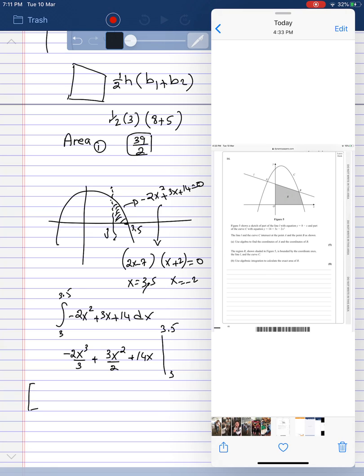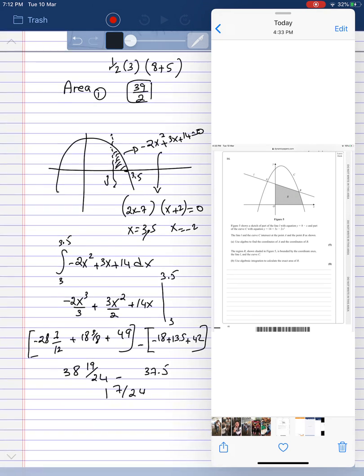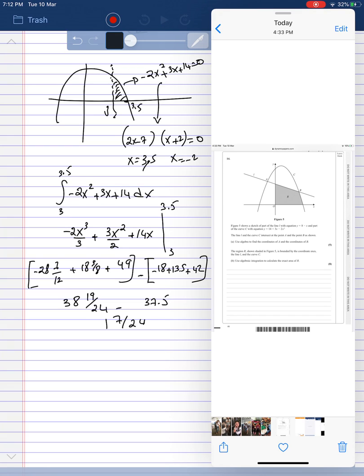When you replace x by 3.5 here, you get minus 28 and 7 over 12, plus 18 and 3 over 8, plus 14 times 3.5, which is 49. When you replace x by 3, you get minus 18 plus 13.5 plus 42. Subtracting the two together, this one you get 38 and 19 out of 24, minus this one, which is 37.5, so 1 and 7 out of 24. Now, this is the second part, this is area 2.